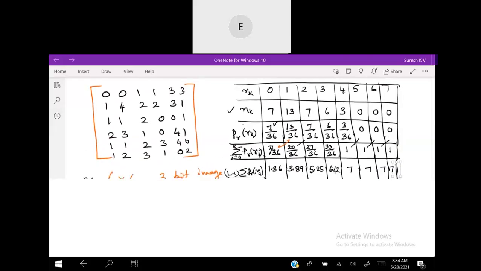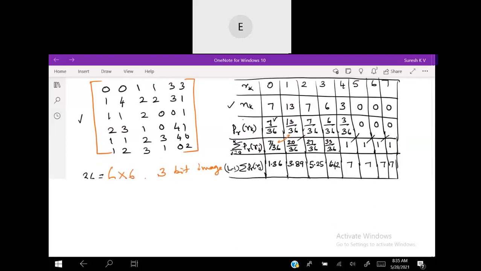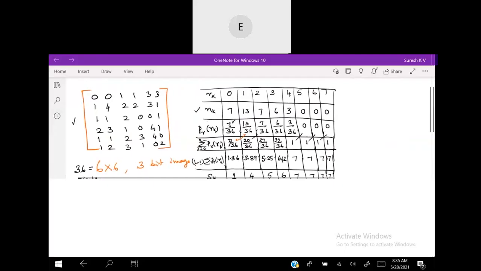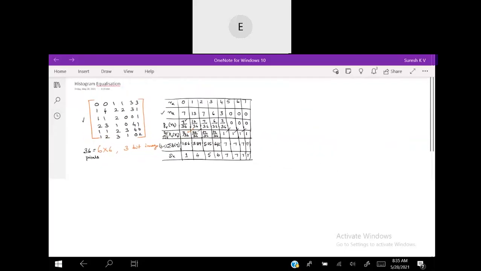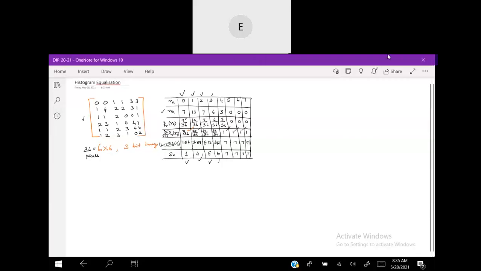So what I need to do is, now I have this image. Observe this table. All zeros should now be copied as ones. That is the meaning, right? All ones should be copied as 4, all twos should be copied as 5, and so on and so forth. So let us now write the output image here.